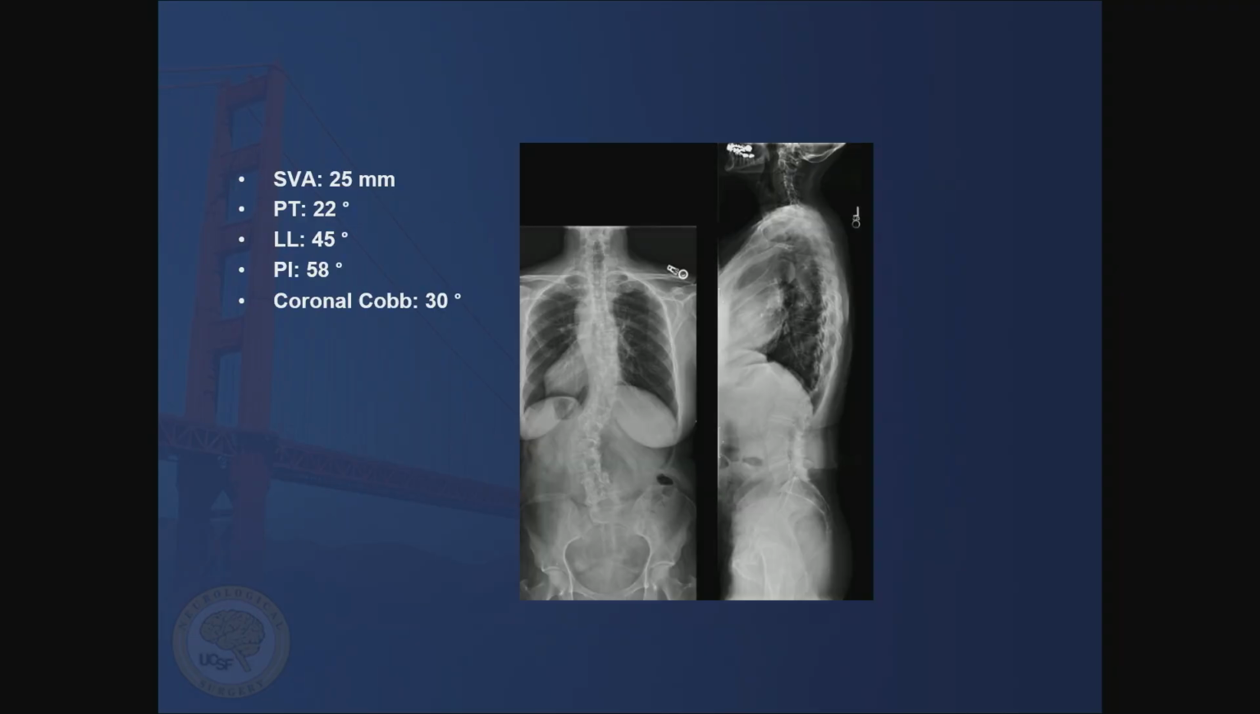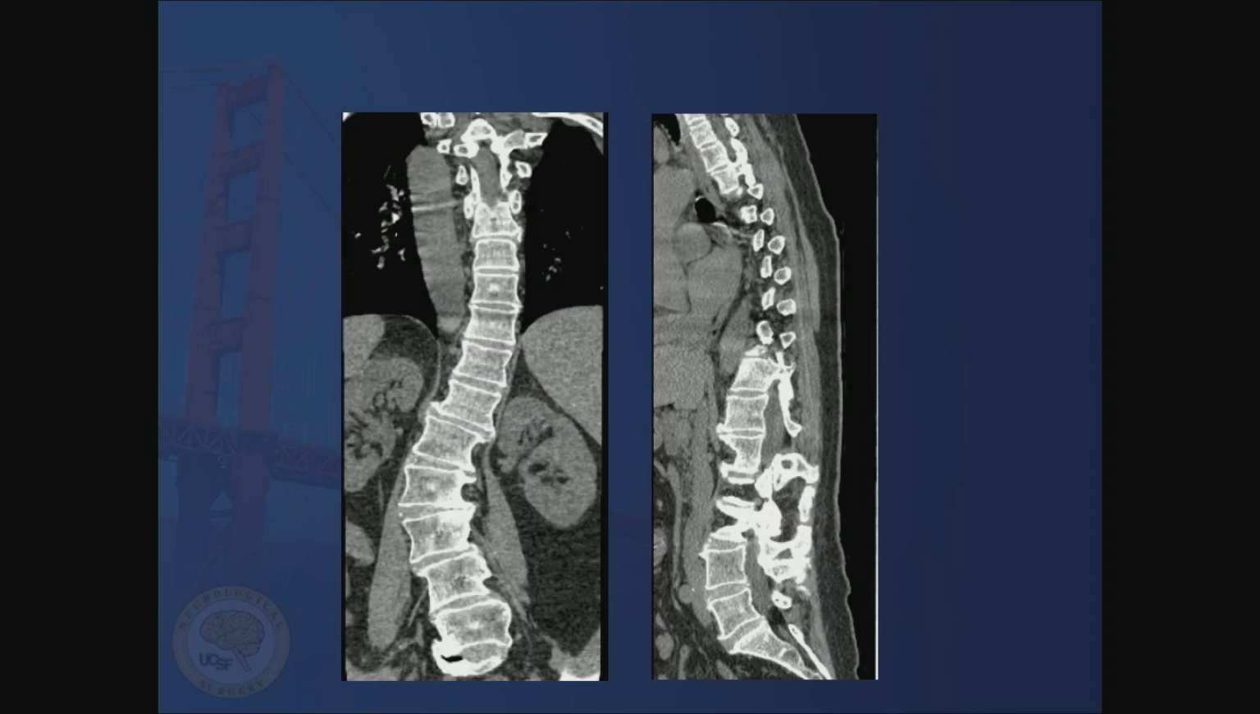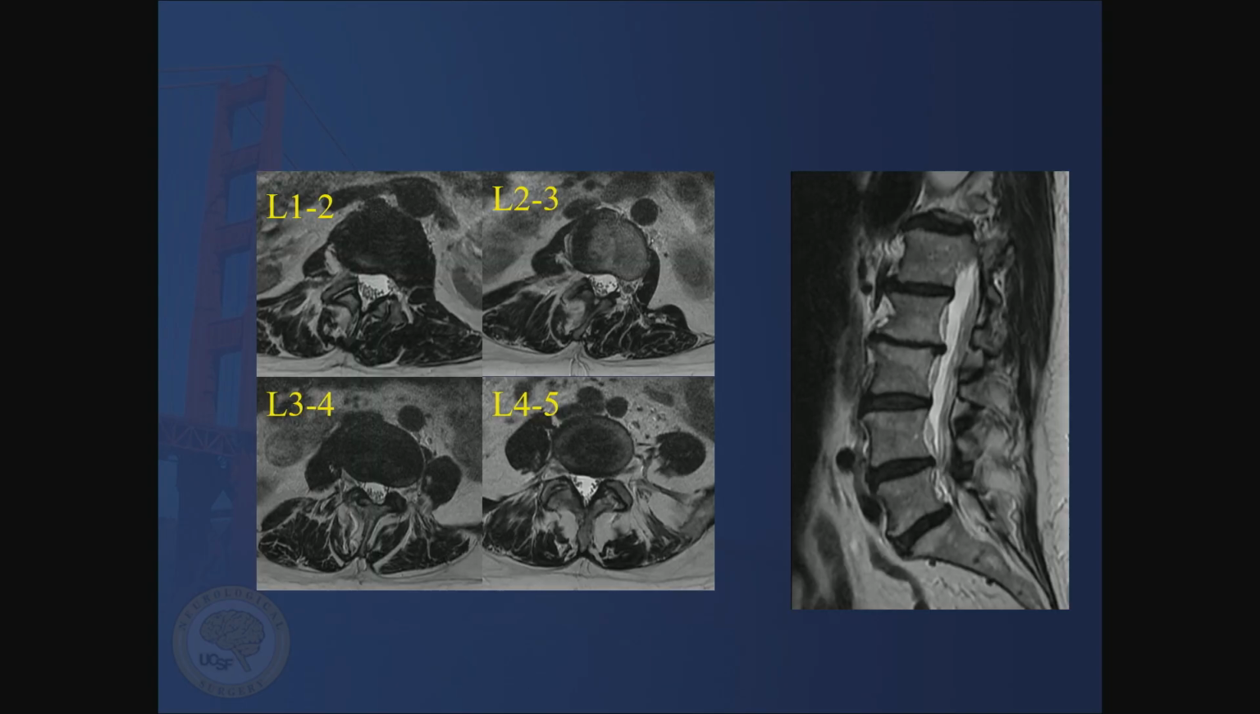Here's another one, 66 years old. This one has a really strange curve, concave to the left, and has these parameters with the coronal Cobb of 30. So yes, you could certainly do this open, but what about if you want to do it MIS? It looks like this. You have multiple levels where the disc space is asymmetrically collapsed, even L5-S1 is collapsed on one side. And not too much stenosis, but there is some foraminal stenosis.